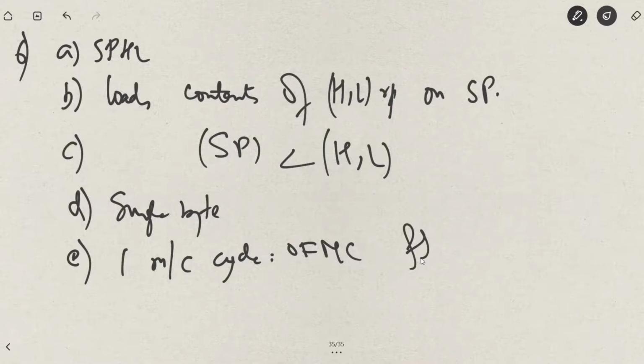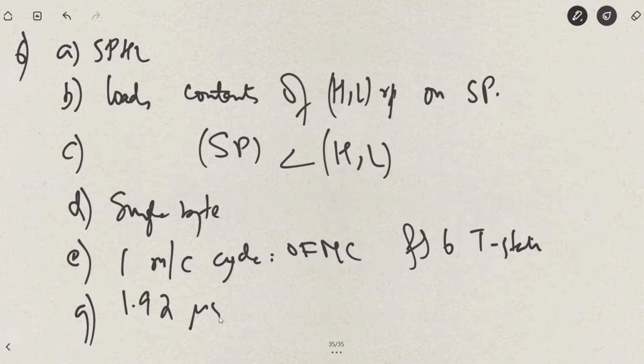We are not loading the stack memory with the contents of HL. We are loading the stack pointer with HL. Mind the difference here. 6 states, 1.92 microseconds, 6 states, because the opcode fetch machine cycle will now be of 6 states. H, there will be no variation of this.